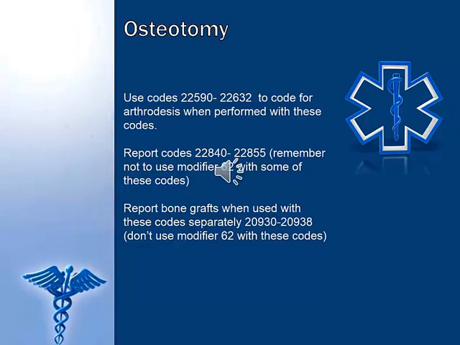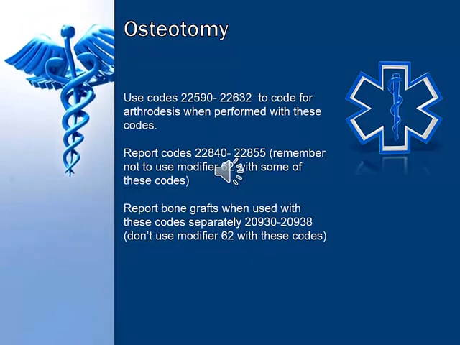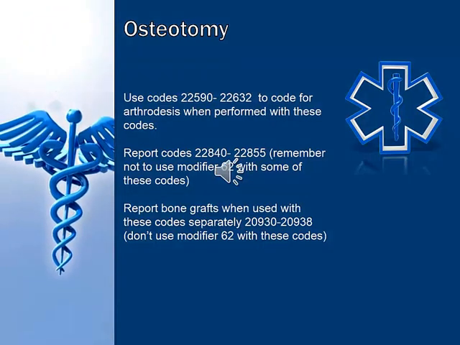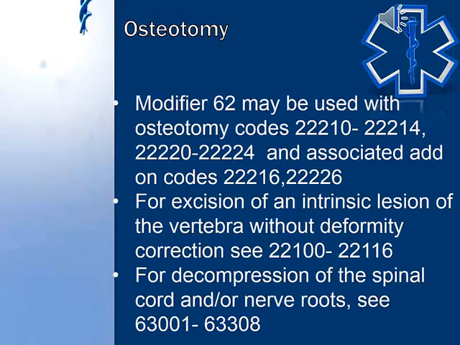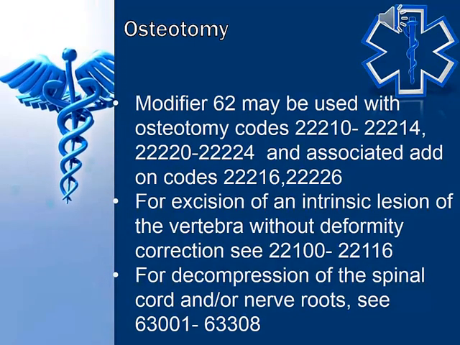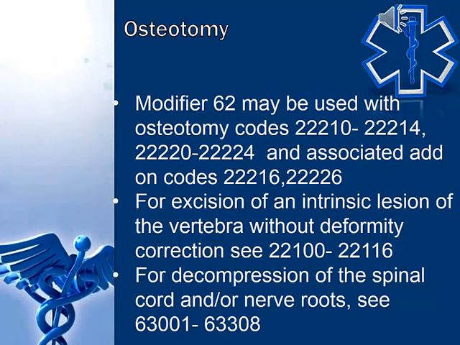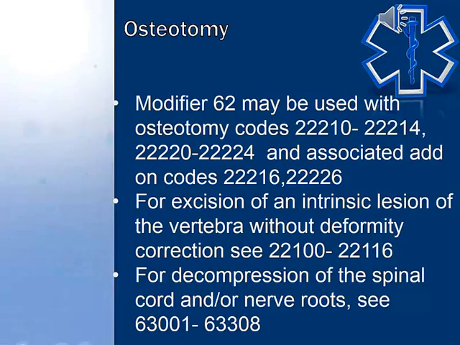Report bone grafts when used with osteotomies, which are codes 20930 to 20938. Do not use Modifier 62 with these codes. According to your CPT book, spinal osteotomy procedure codes are reported when a portion of the vertebral segments is cut and removed in preparation for realigning the spine as part of a spinal deformity correction.